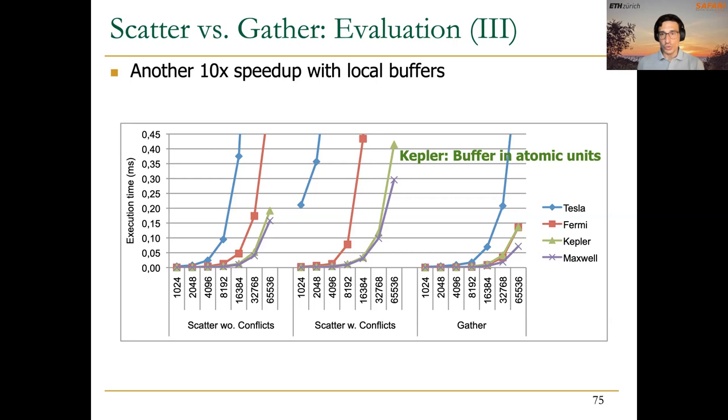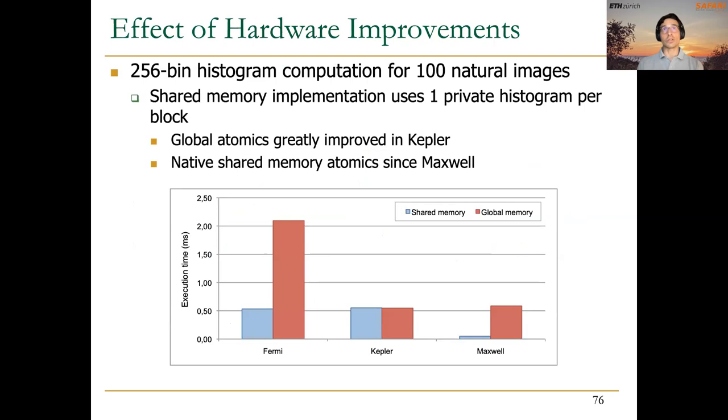And as we have discussed, for example, for the reduction operation, we can make programmers' life easier by writing fewer lines of code or avoiding fancy optimizations such as the multiple private subhistograms that we used for the histogram calculation. The effect of hardware improvements is something that we can see as well.